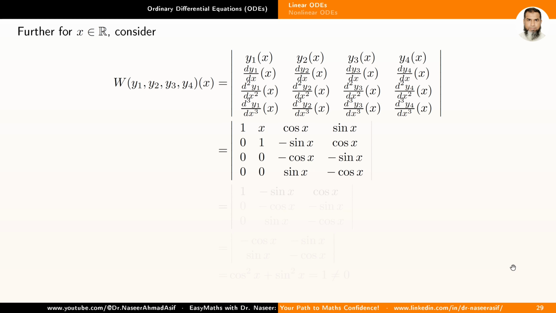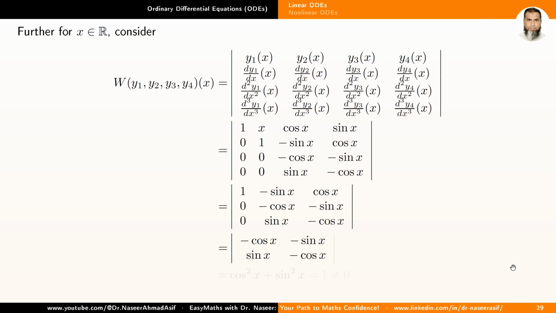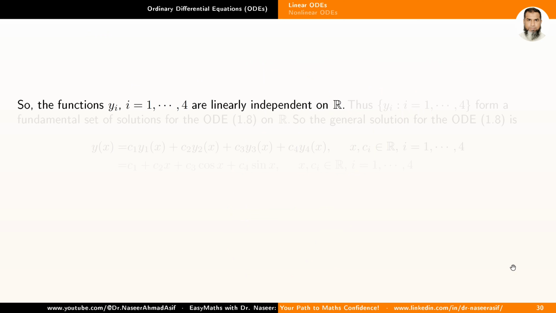Well, expanding this with respect to the first column, we have the determinant 1, minus sine x, cosine x; 0, minus cosine x, minus sine x; 0, sine x, minus cosine x. Expanding again with respect to the first column, we have minus cosine x times minus cosine x minus sine x times sine x, which is equal to cosine square x plus sine square x, which is equal to 1, which is non-zero. So the functions y1, y2, y3, y4 are linearly independent on R. Thus y1, y2, y3, y4 form a fundamental set of solutions for the ODE 1.8 on R.